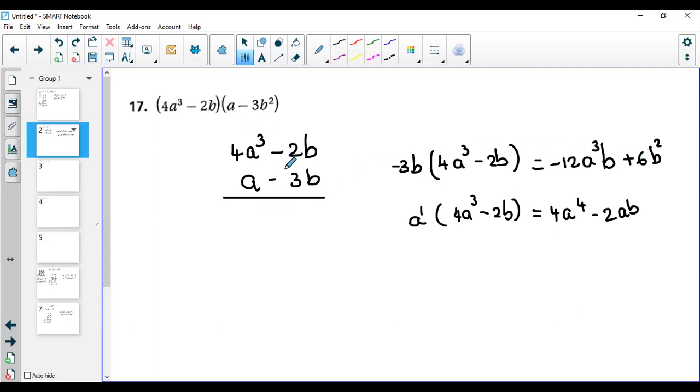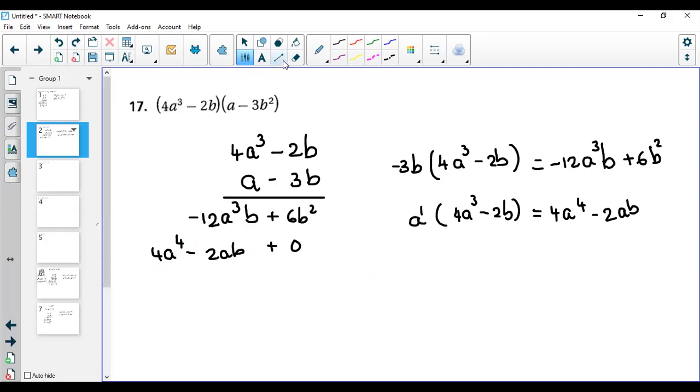So let's write the first one. First we multiply negative 3b by 4a cubed minus 2b. So from that we got plus 6b squared and negative 12a to the power of 3b. Okay, now what's the next step? Before you move on to the next one, add the 0. The next one is 4a cubed minus 2b multiplied by a. So that's going to give 4a to the power of 4 minus 2ab. Okay, let me write this down. So minus 2ab, 4a to the power of 4.